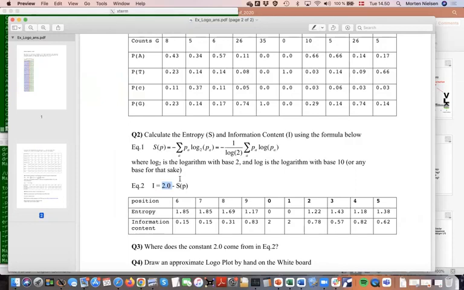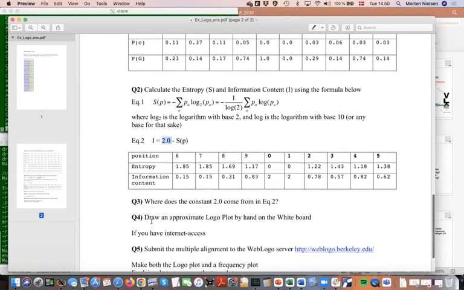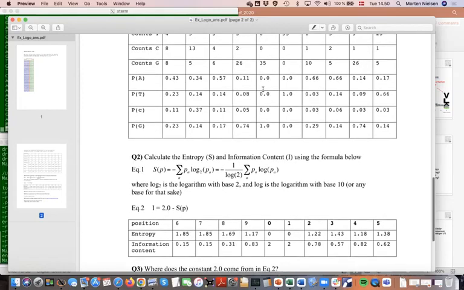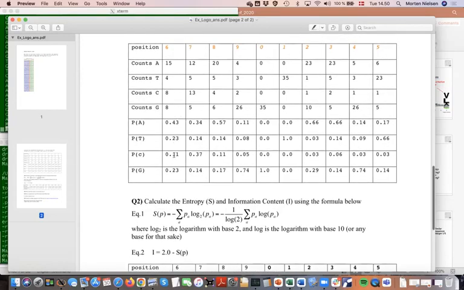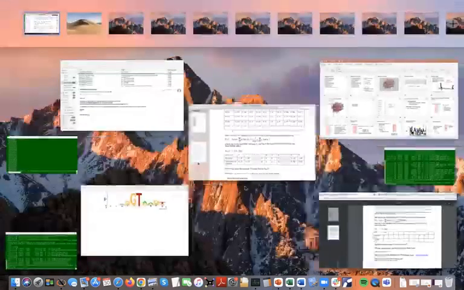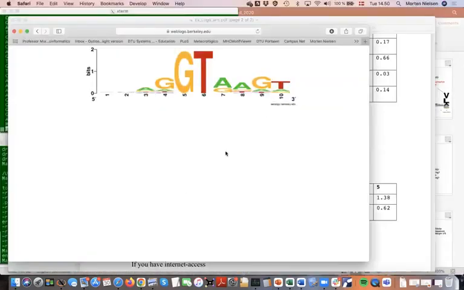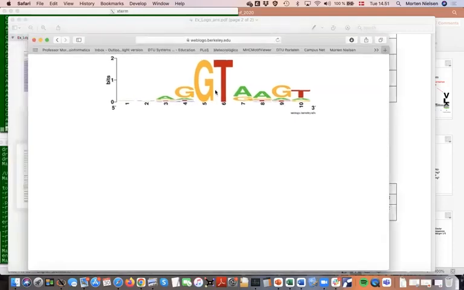Okay, and then just to close it up, you were supposed to now manually draw on the whiteboard the sequence logo based on these information content numbers, and then the frequency values you have for each of the base pairs up here. We cannot do that because we are online, but you can show it by going into this web logo web page and upload your sequences, and doing it, you get this logo back here.